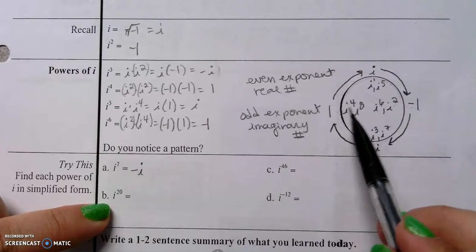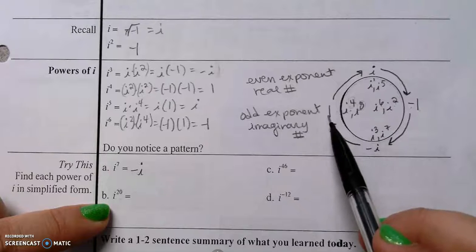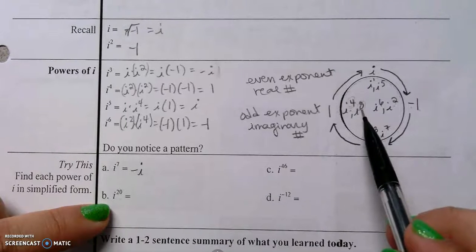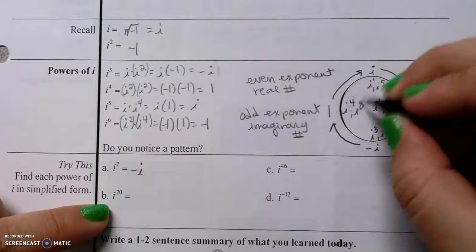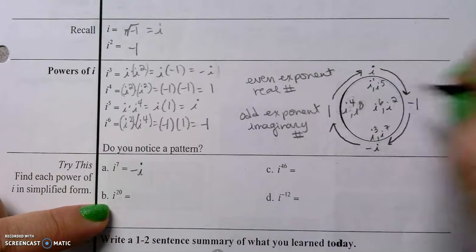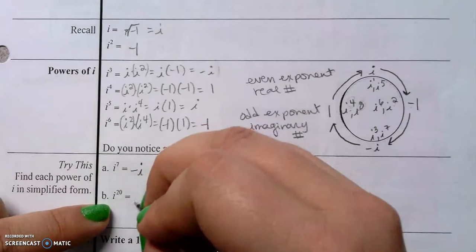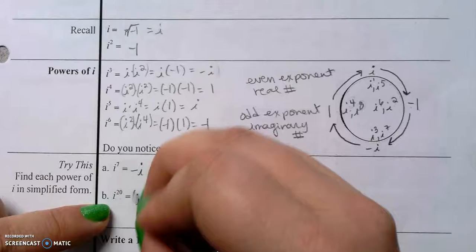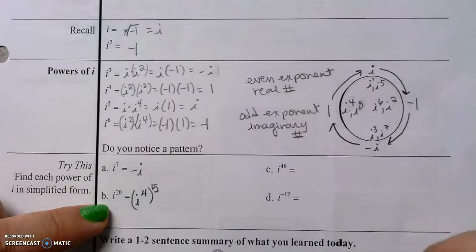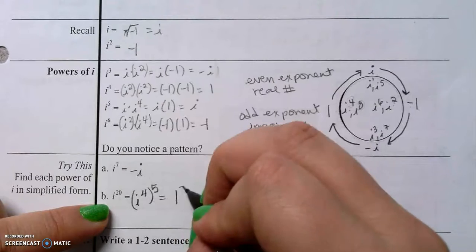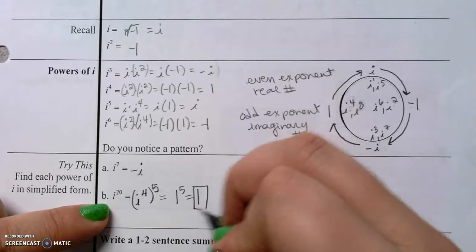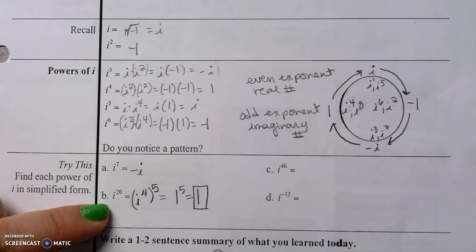Notice all of our exponents that give us a result of positive 1 are divisible by 4. And that's really the key to this whole cycle of imaginary numbers, is when I raise i to any power, I can take out the highest multiple of 4, and that just equals 1. So if I can write this as i to the fourth to a certain power, which for 20 I have to raise it to the fifth power, that's i to the 20th, so that's really just 1 to the fifth, which is 1. And that's true for any multiple of 4.